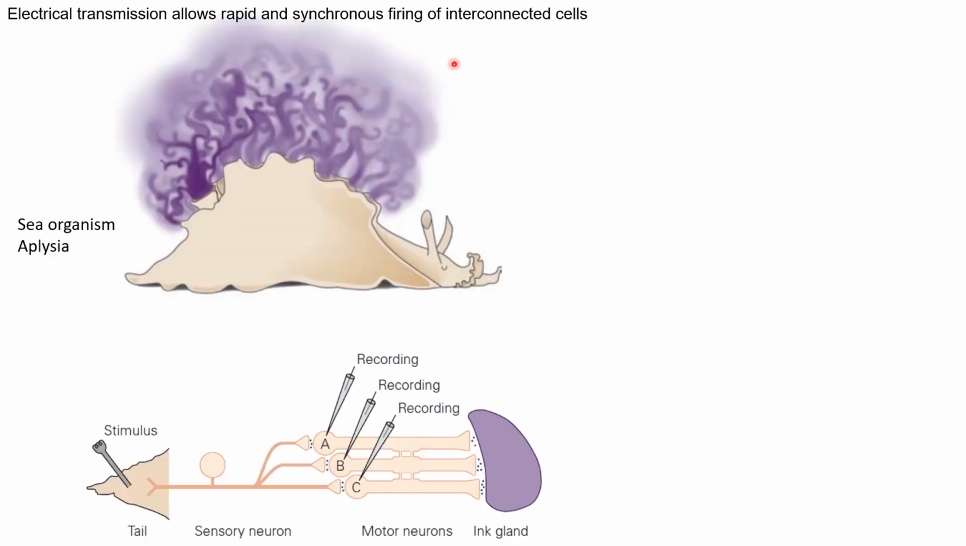What is the advantage of using electrical synapses? Well, one advantage is that electrical synapses allow rapid and synchronous firing of the interconnected neurons. To make this point more clear, let's take a look at an example.